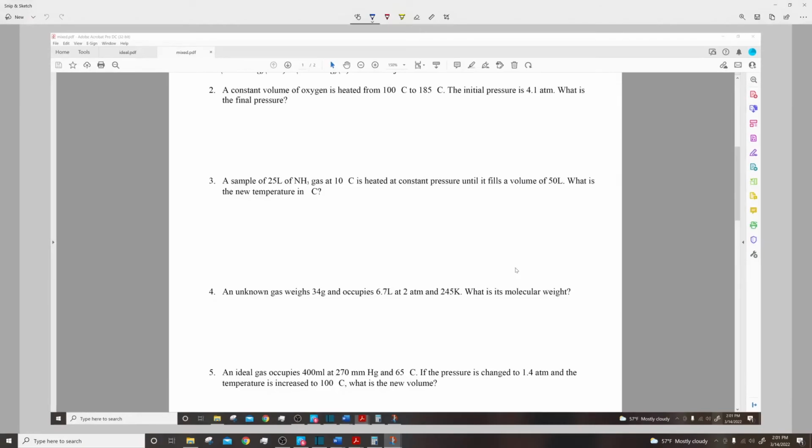So this first one right here, it says a constant volume of oxygen is heated from 100 to 185. So that's our T1, that's our T2. The initial pressure is 4.1. So P1, what is the final pressure? So we're solving for P2. So which equation do we use for this?